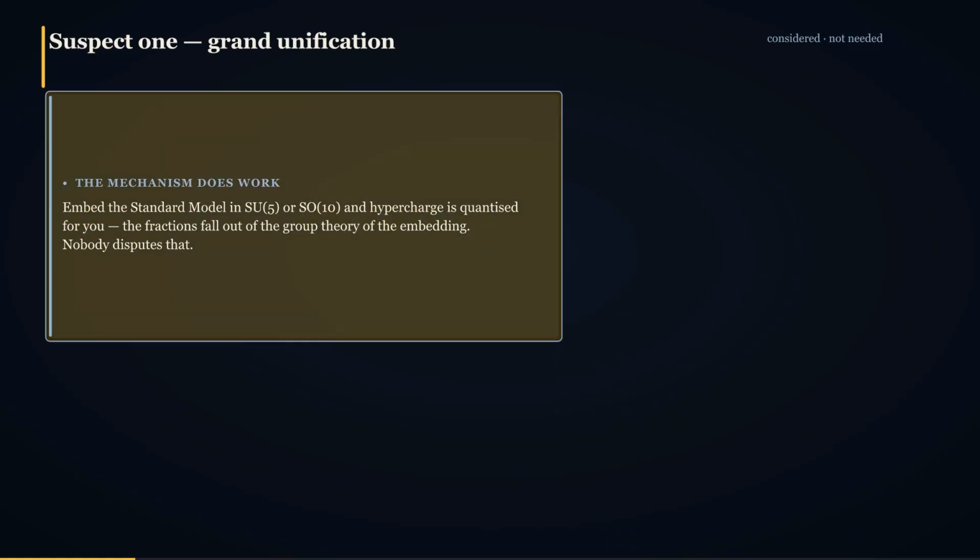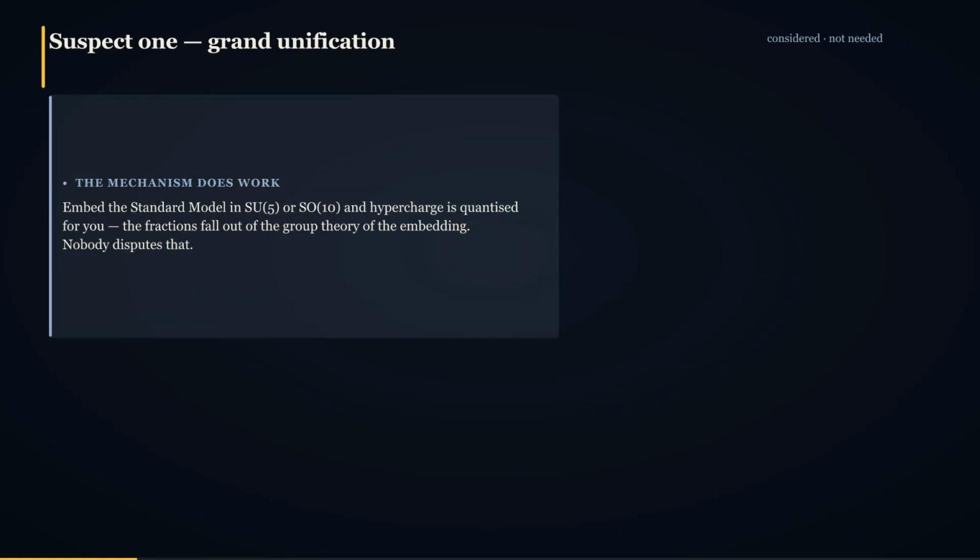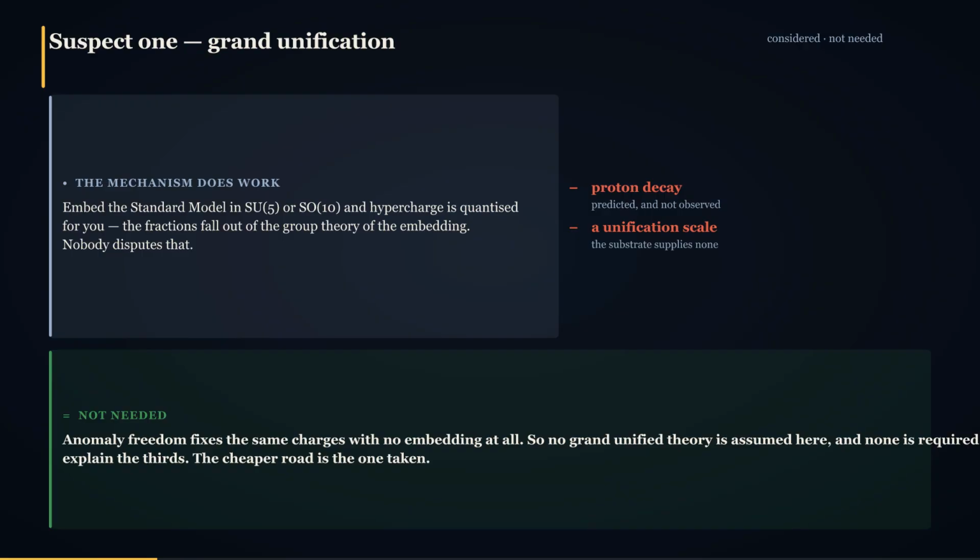3 suspects, and each one gets struck off. Suspect 1, grand unification. Bury the standard model inside a bigger group, and the fractions do fall out. The group theory of the embedding quantizes hypercharge for you, but you pay for it. You buy proton decay, and you buy a unification scale, and the substrate supplies neither. Anomaly freedom fixes the charges without any embedding at all, so this chapter takes the cheaper road. No grand unified theory is assumed, and none is needed to explain the thirds.